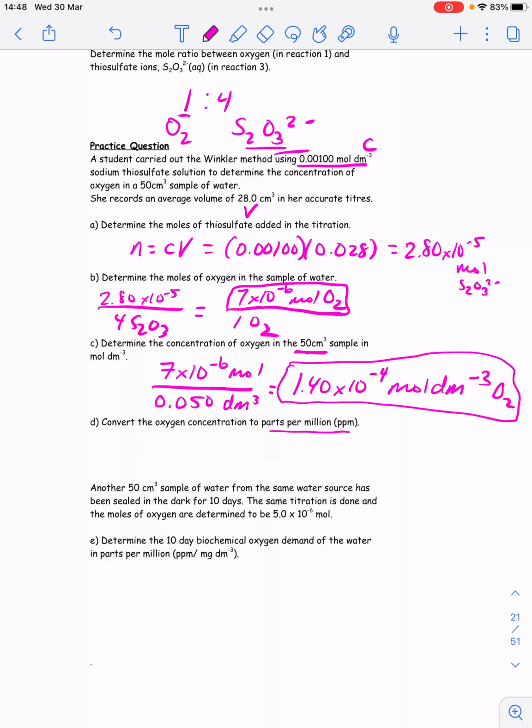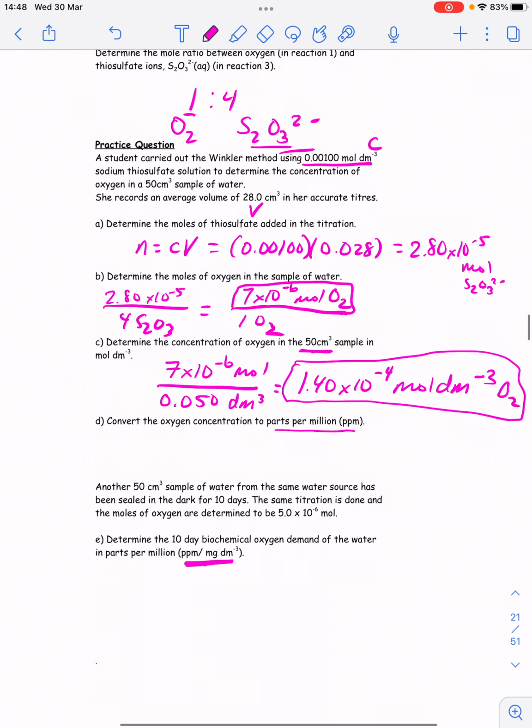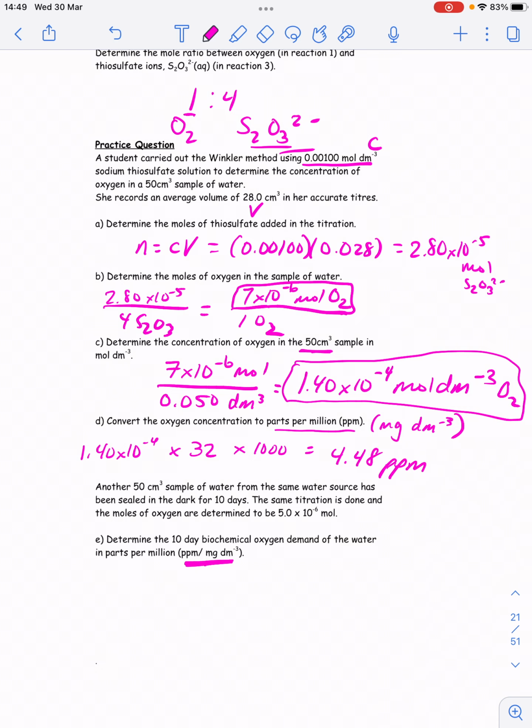The conversion from moles per dm cubed to parts per million is first to convert the moles to grams, and then the grams to milligrams. That's why in some cases, like down below, ppm is also equal to milligrams per dm cubed. So I'm going to take 1.40 times 10 to the minus 4, multiply it by 32, which is the molar mass of O2, and then multiply it by 1,000. That gives me 4.48 ppm, parts per million. So that is the value of the oxygen concentration in parts per million.